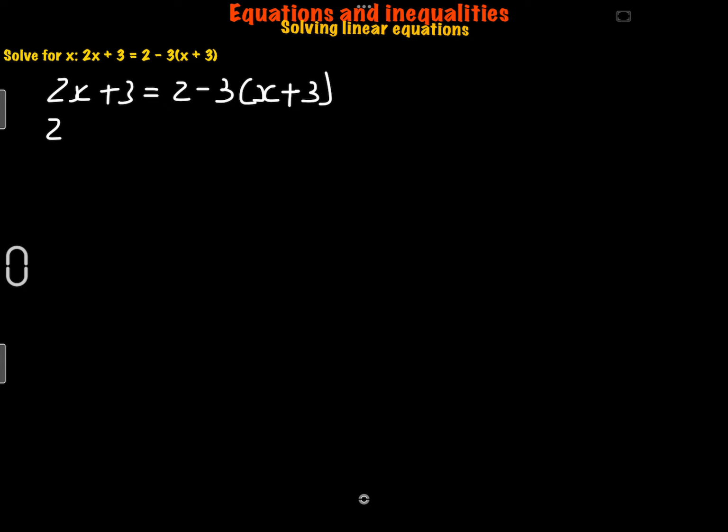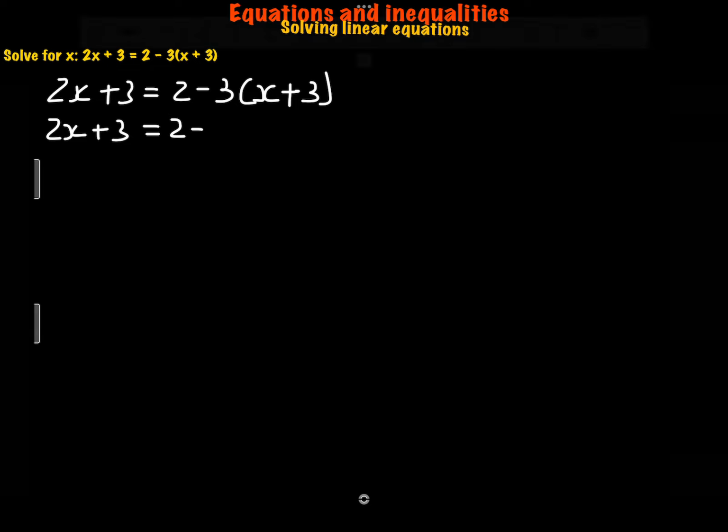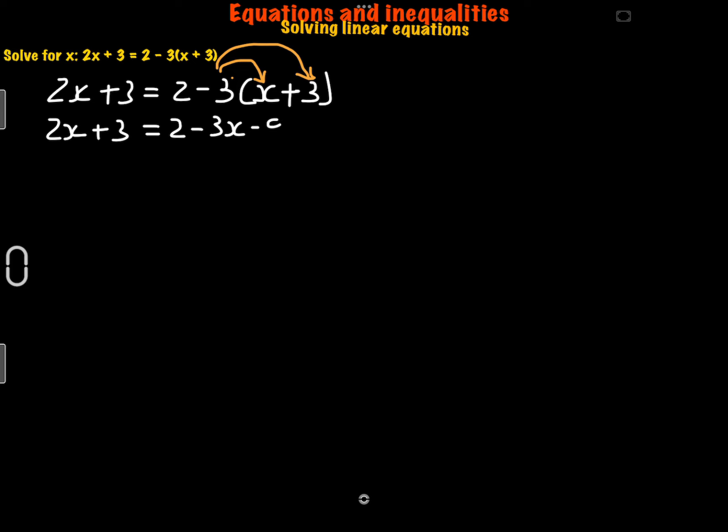In this case, we're going to have 2x plus 3 is equal to 2 minus, so we need to multiply this negative 3 by x and also multiply this negative 3 by positive 3. So by calculations, negative 3 multiplied by x will give us negative 3x. Negative 3 multiplied by positive 3 will give us negative 9.